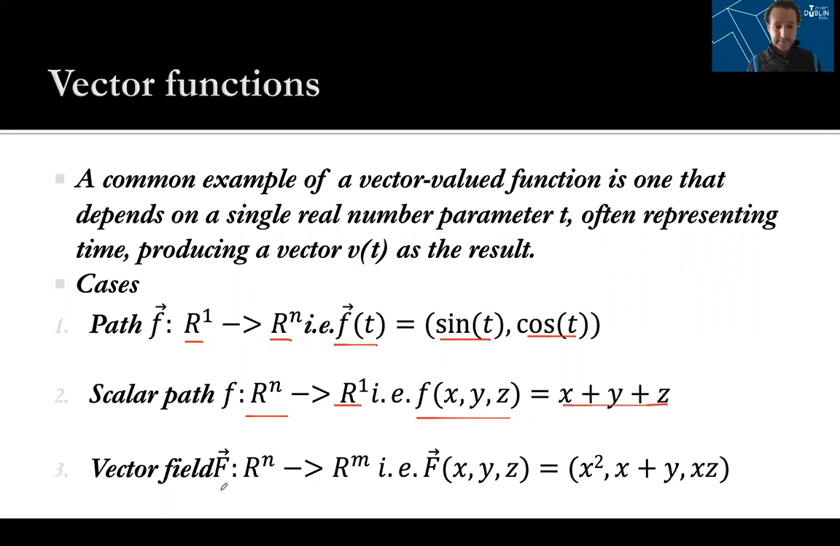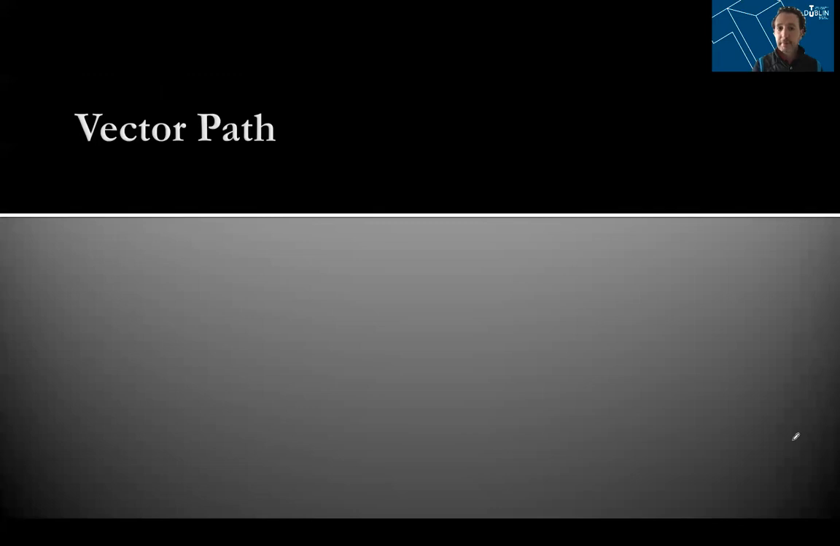And lastly, our vector field f. A vector field can take any dimensional variable and map it to any dimension possible. So in this simple example, it maps a 3-dimensional variable to 3-dimensional. Okay, and those are the 3 kinds of basic functions we're going to look at. So first, our vector path.